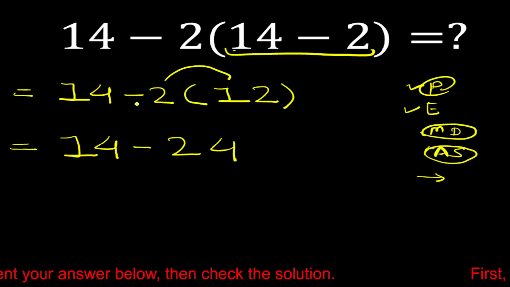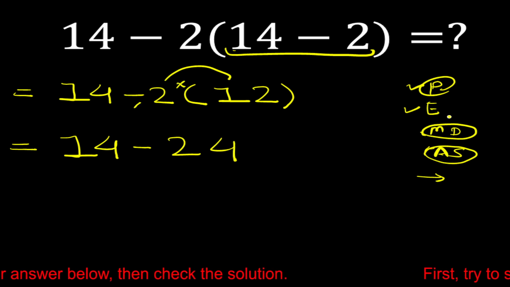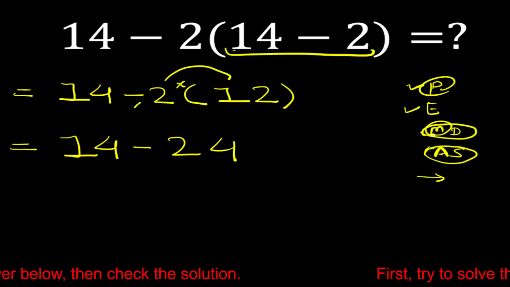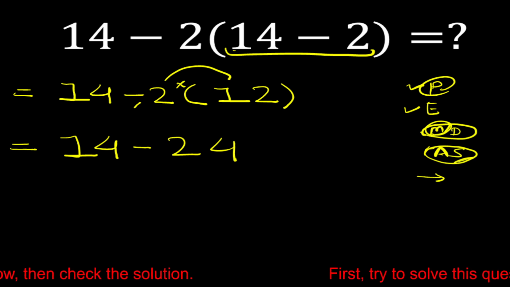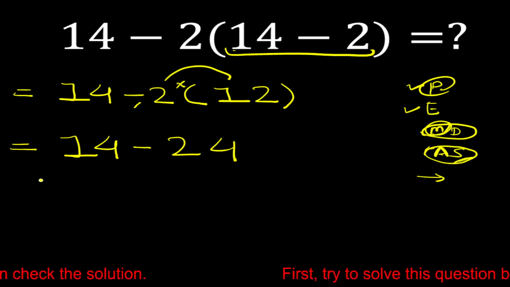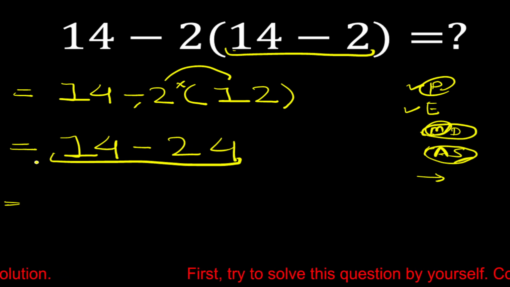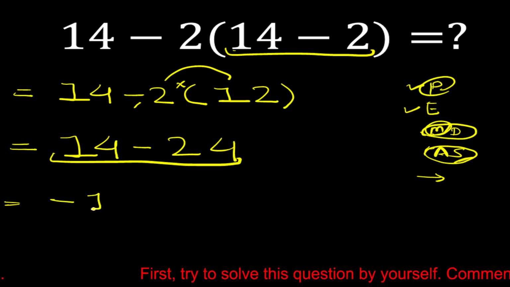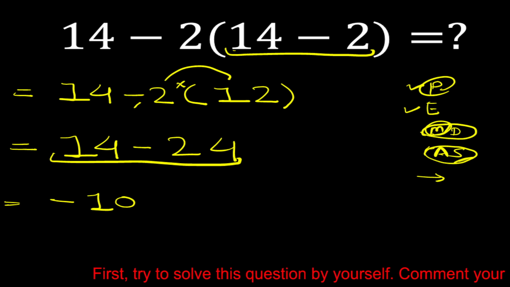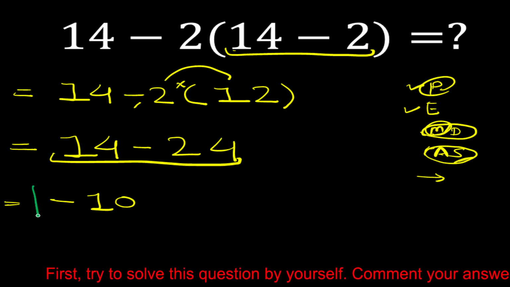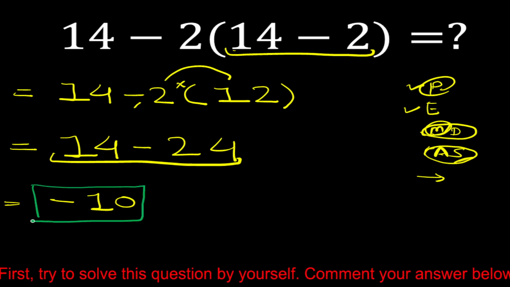24, because here is subtraction and here is multiplication. So multiplication is first priority, then we have to solve subtraction, okay? So now 14 minus 24 is equal to minus 10. So the correct answer is minus 10, okay?